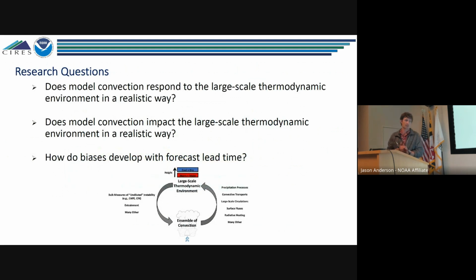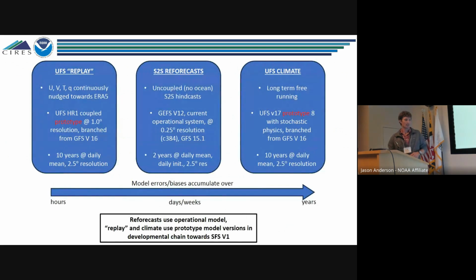So our research questions. Number one, does model convection respond to the large-scale thermodynamic environment in a realistic way? Number two, does model convection in turn impact its thermodynamic environment in a realistic way? And then how do these biases develop with forecast lead time? So we're looking at a range of different simulations which allow us to basically examine how these model errors or biases accumulate over time scales from hours to days and weeks to years.